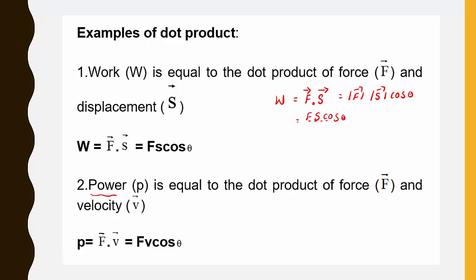Similarly, the second example is power. Power is equal to the dot product of force and velocity. Force is a vector quantity. Velocity is also a vector quantity. When these two terms are multiplied, the answer we get is a scalar. So we call it a scalar product or dot product. How to write the equation? P indicates power, P equal to F dot V or Fv cos theta. Is it clear? So these are some examples for scalar product or dot product. So this is all about scalar product and its properties. In the next session, we can study the vector product, which is also called the cross product.